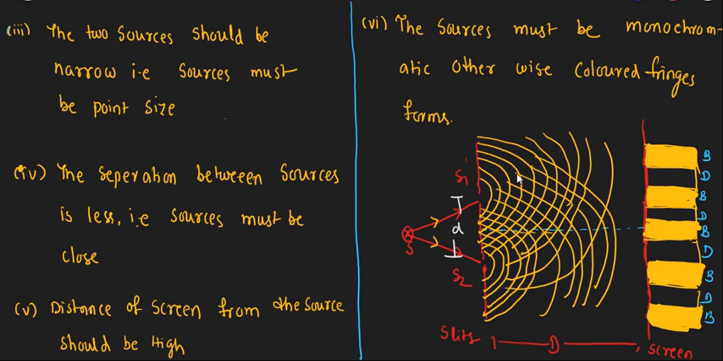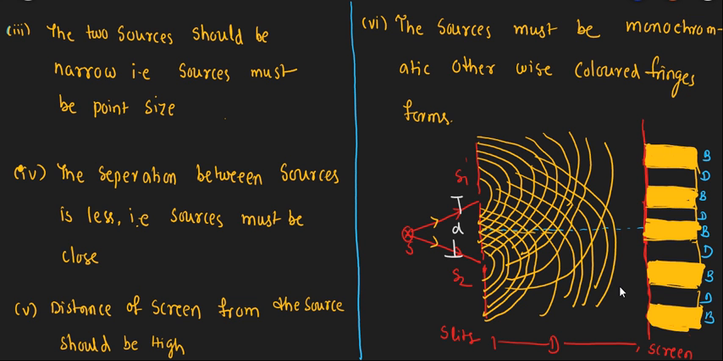Due to the superposition, redistribution of light energy takes place. On the screen, redistribution of light energy means at some places constructive superposition is there, and at some places destructive superposition is there, and due to that on the screen you will observe alternate bright and dark bands. At some places brightness is more, at some places brightness is less. Like this the redistribution of light energy occurs. This phenomenon is called interference. Interference is nothing but superposition of two light waves.